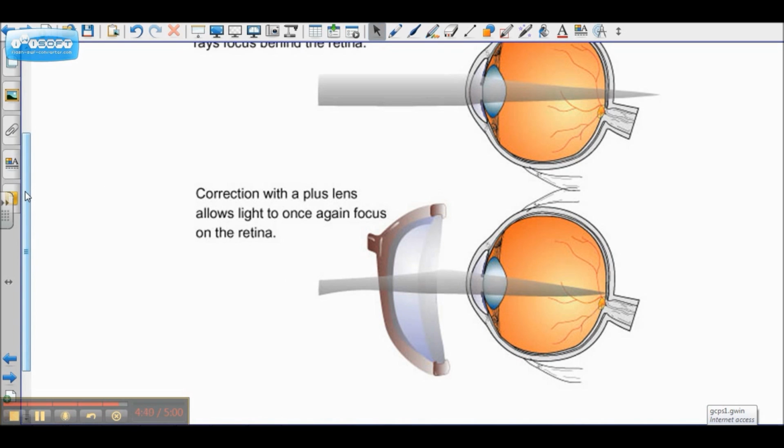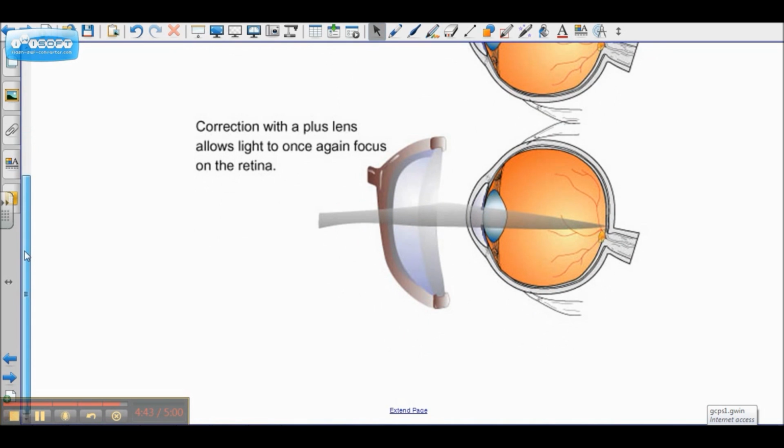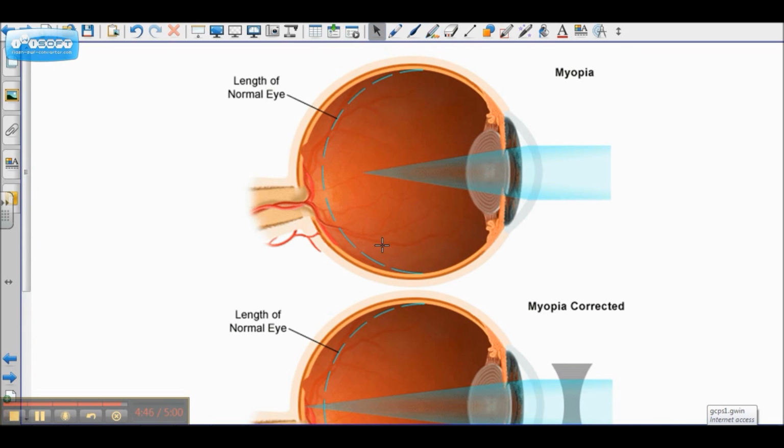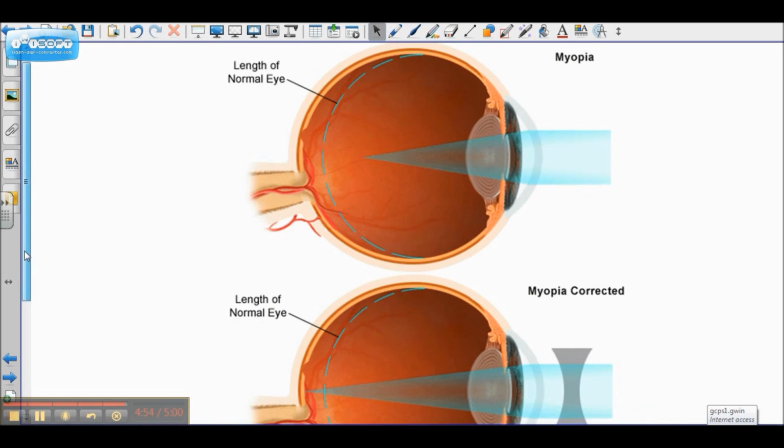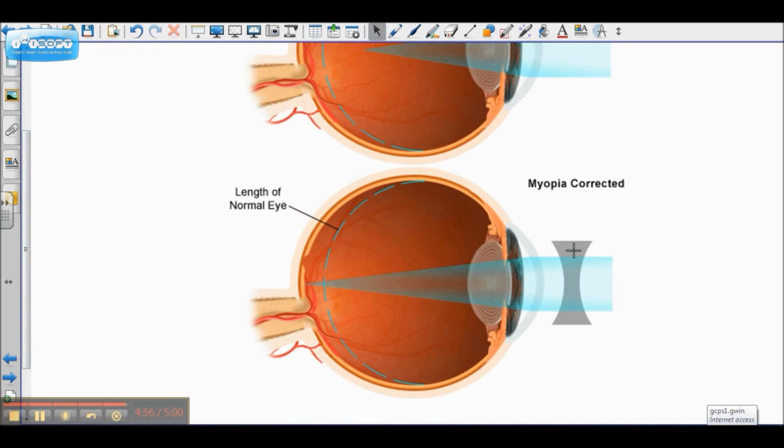For myopia, which is nearsighted, which majority of people are, now it's converging before your eye. So usually because your eye is slightly longer. And so you have to get a diverging lens in order to get it to reach.